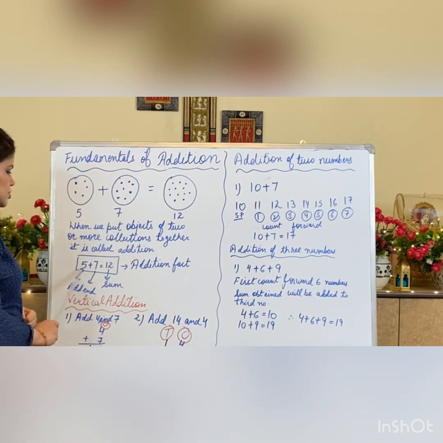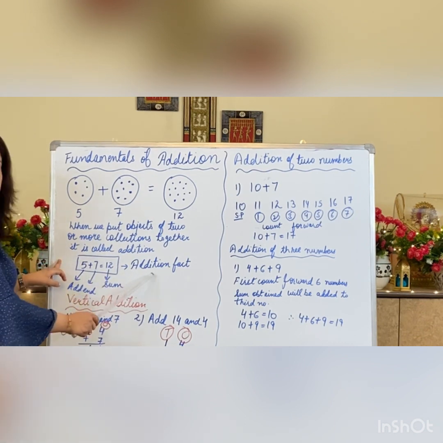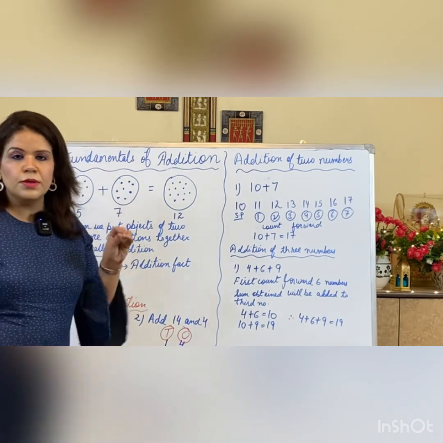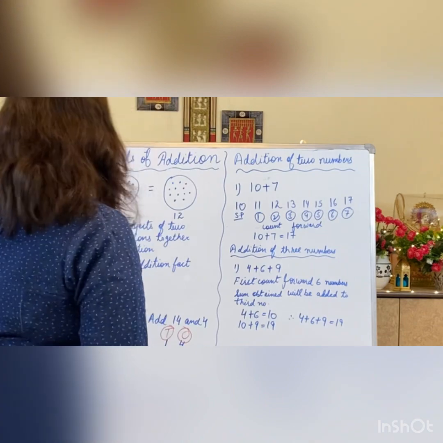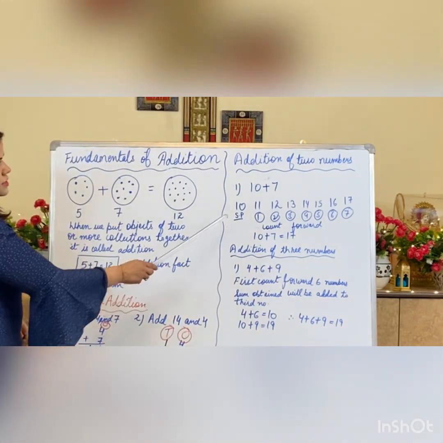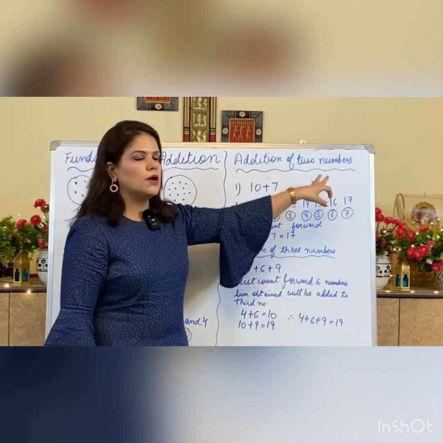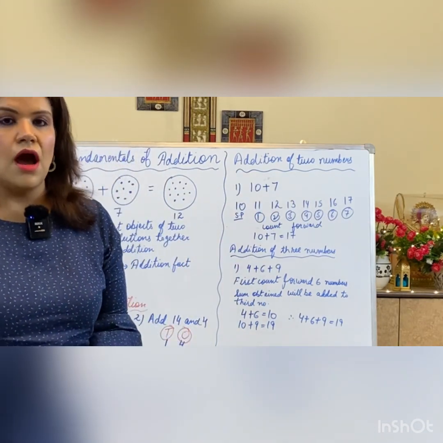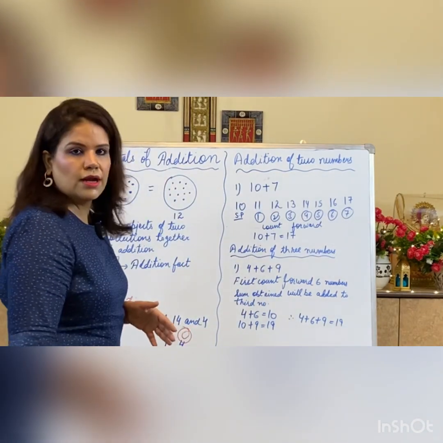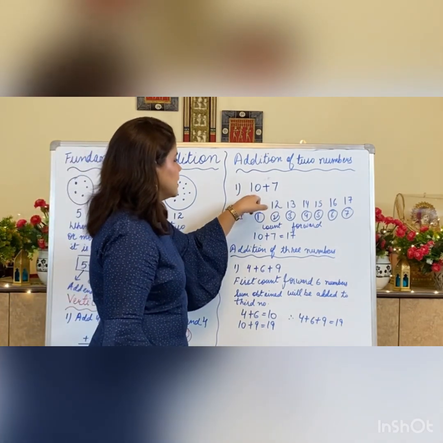Here 5 and 7 are addends and 12 is our sum. And this whole statement becomes the addition fact. 5 plus 7 equal to 12 is our addition fact. Now, addition of 2 numbers, when I am taking horizontal addition, with which we start our addition in the lower classes. How will we do 10 plus 7?